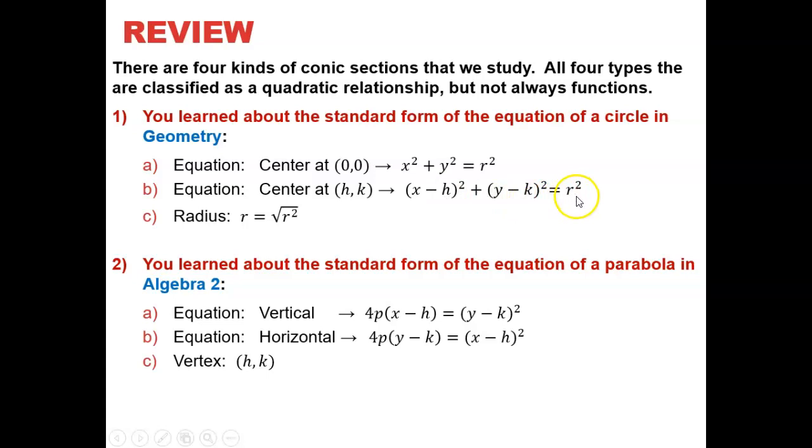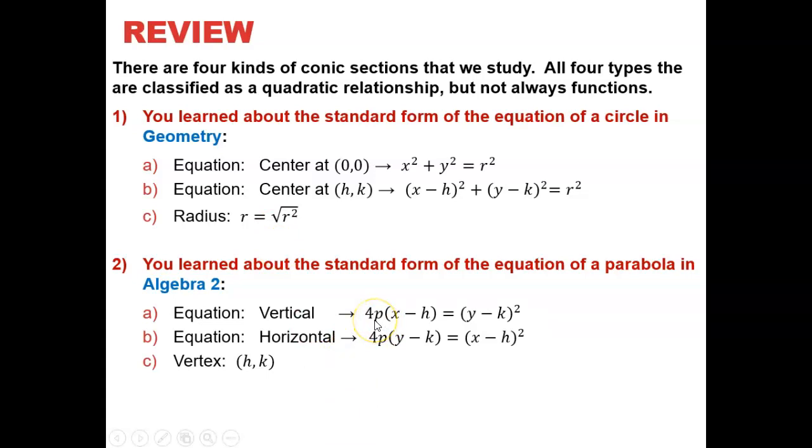Be really careful here. Remember that the equation of a circle is equal to the radius squared. So if this number is, let's say, 49, then you don't tell me the radius is 49. You would tell me the radius is 7, because we're going to take the square root of r squared to actually get our radius. In Algebra 2, we learned about parabolas.